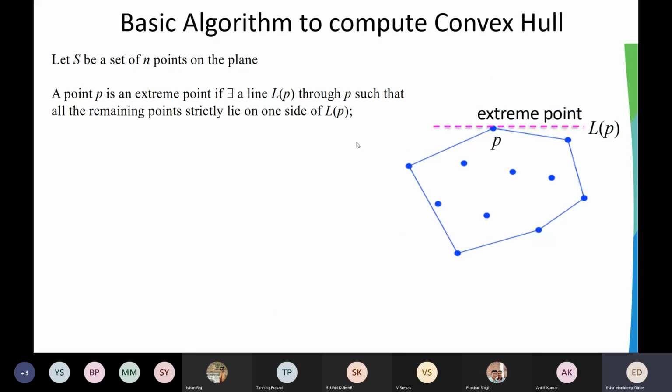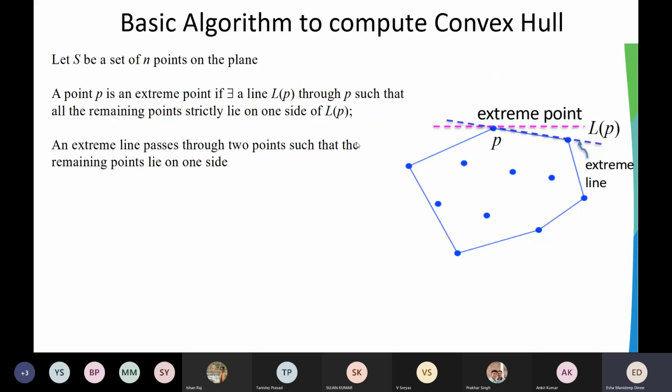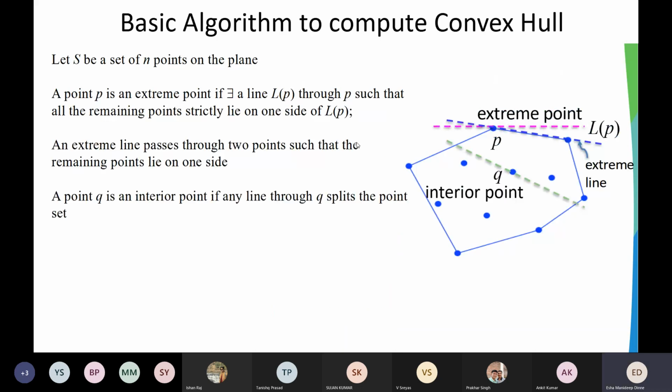So we have an extreme point and an extreme line, and these are some basic definitions. The point Q is an interior point if any line through Q splits the point set. If you draw any line, you can choose your line, the line should split the point set: some points on the left, some points on the right. So this point Q is an interior point because for any line, some points will be on the left and some on the right.